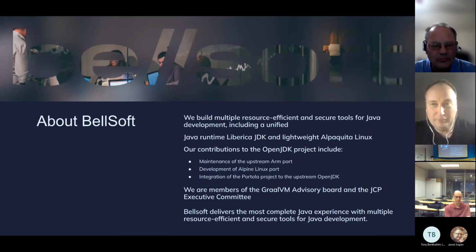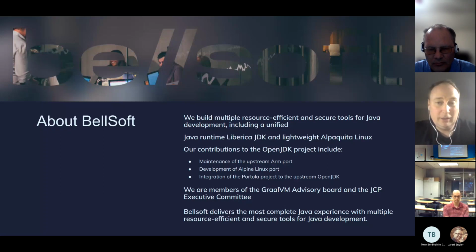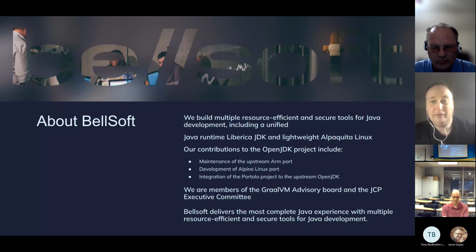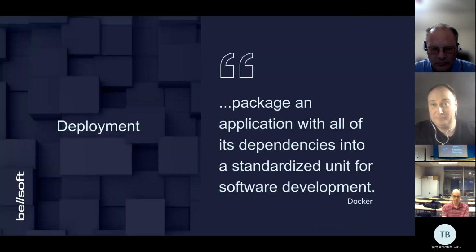BellSoft makes its own build of OpenJDK called Liberica, which will be mentioned today. There are, of course, other builds of OpenJDK you're free to choose. I will also mention Alpaquita Linux, maybe a mysterious name, but it's a Linux that we develop, and also other products like Native Image Kit. I won't touch native compilation much today, but it's an interesting technology and we actively participate there as well.